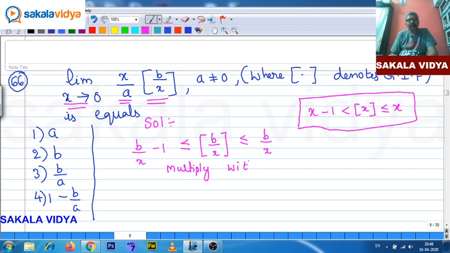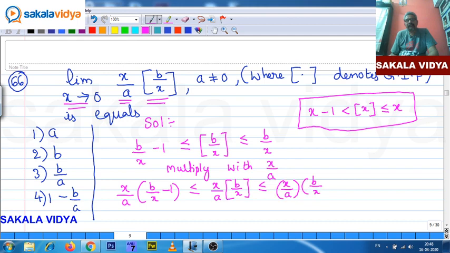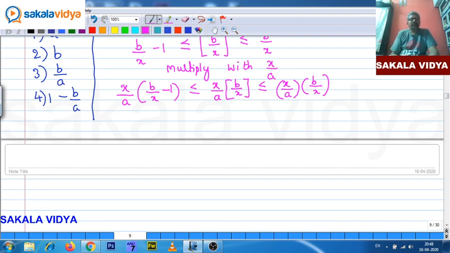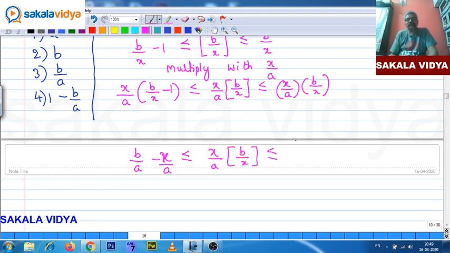So, now multiply with x by a throughout, then you get like this: (x by a) into (b by x minus 1) less than or equal to (x by a) into the integral part of b by x less than or equal to (x by a) multiplied by (b by x). Now, open the brackets, x x cancel, we have b by a minus x by a less than or equal to (x by a) into the integral part of b by x less than or equal to, x x cancel, b by a.